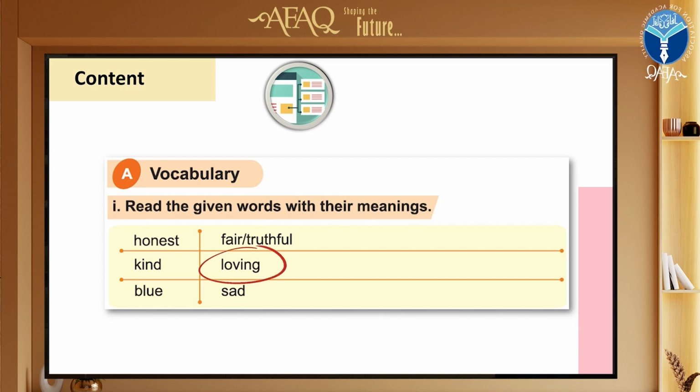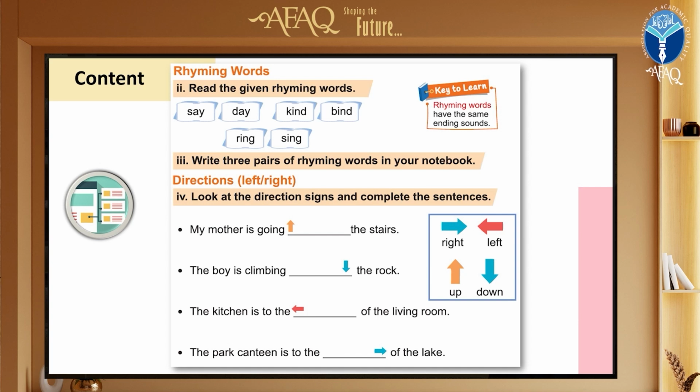Kind means loving and caring. Then blue. Here blue is not used as a color. It is used as an expression. So blue means feeling sad. Let's see what's on the list next.